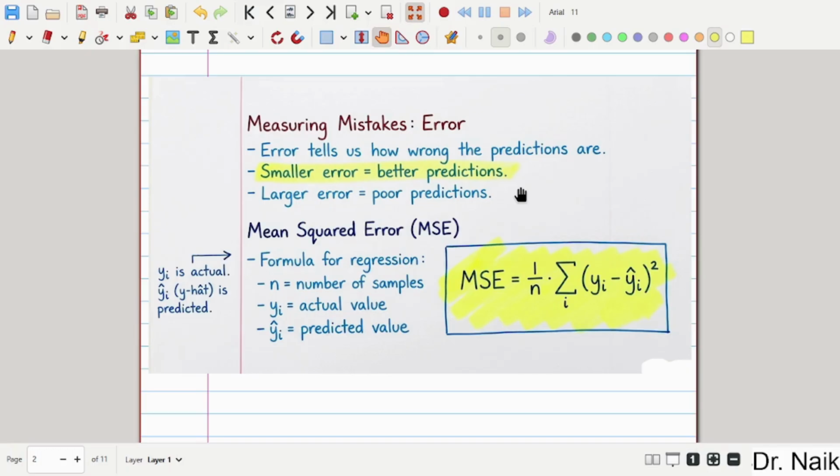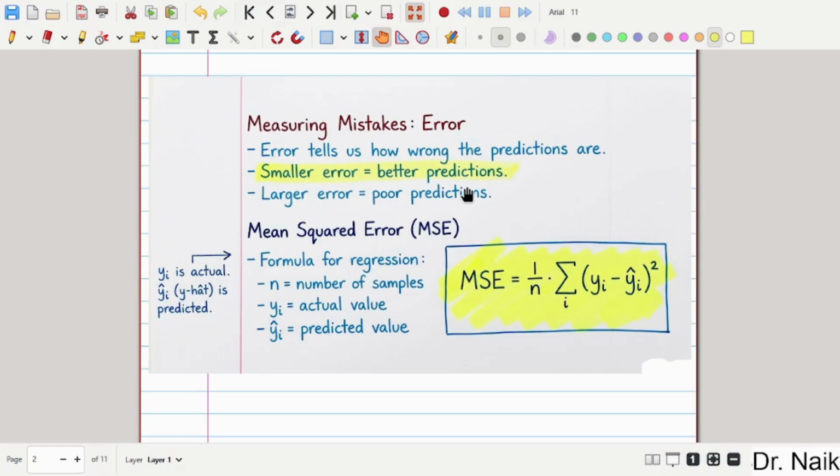Now let's see how we measure the quality of our prediction. Suppose the actual house price is 80 lakh rupees, but our model predicted 78 lakh rupees. The difference is 2 lakh rupees. This difference is called the error. A small error means a better prediction.